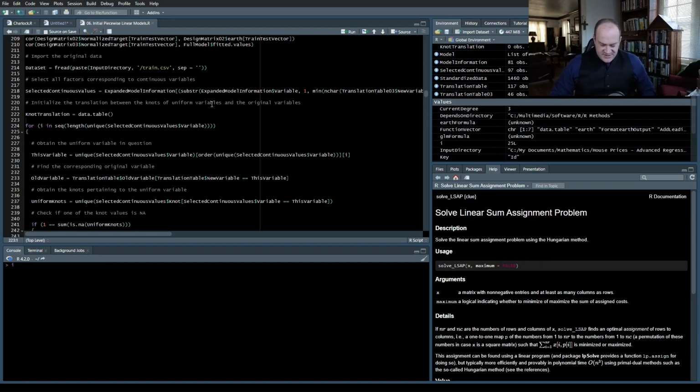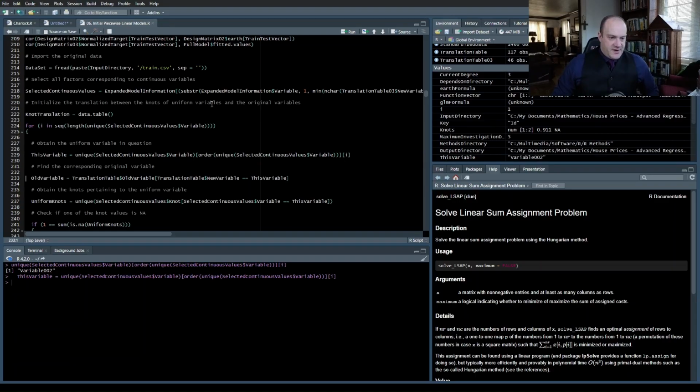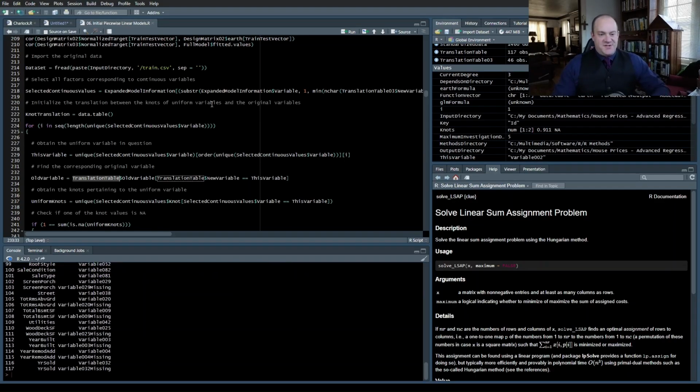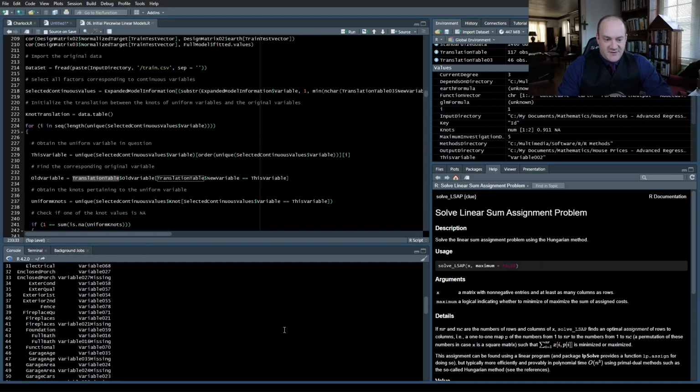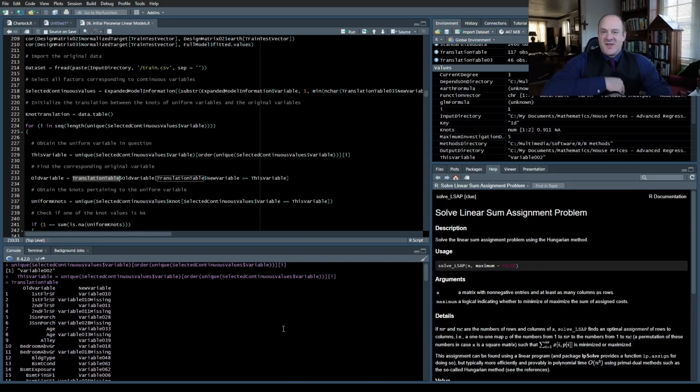So we're going to initiate this. Again, we'll just use I equals 1. Then we'll go in and say, okay, well, what is the first variable that we see? Okay, well, it's variable O2. All right, so what we do is we go into our translation table. This is the translation table created in the very first piece of code where we took all of our continuous variables, hit them with the probability integral transform.